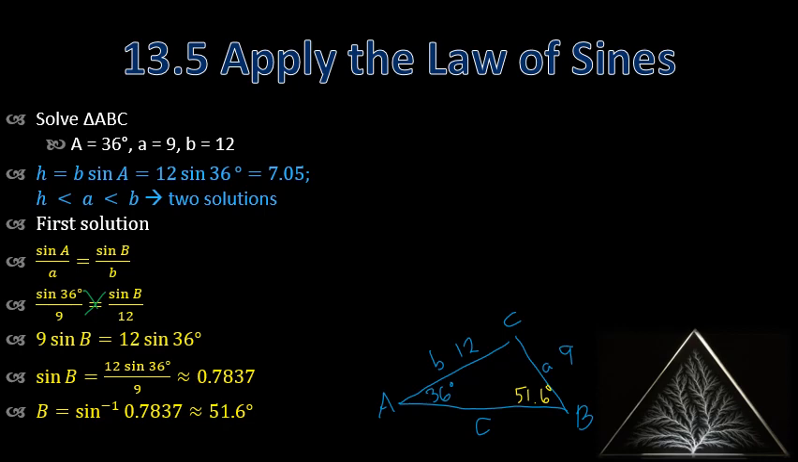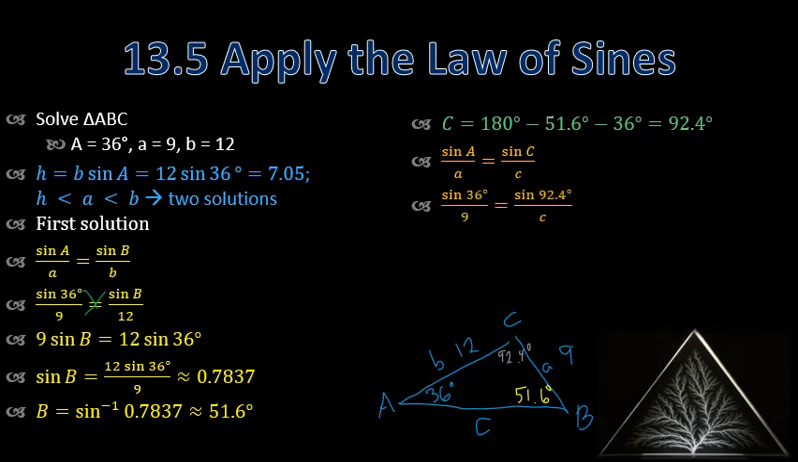Now I know two of the angles. I can find angle C. So I'll go 180 minus the 51.6 minus the 36 gives me 92.4 for angle C. Now using as many original numbers as possible, I'm going to go sine of A over A equals sine of C over C to find C.